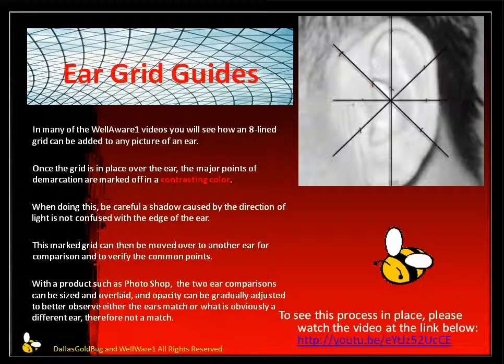With a product, such as Photoshop, the two ear comparisons can be sized and overlaid, and opacity can be gradually adjusted to better observe either the ear match or what is obviously a different ear, therefore not a match. To see this process in place, please watch the video at the link below.